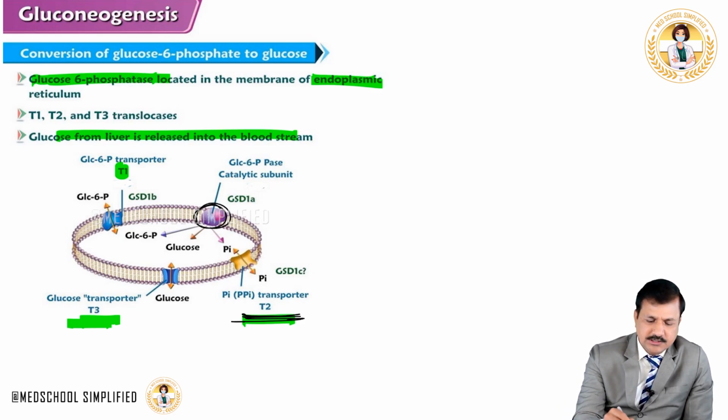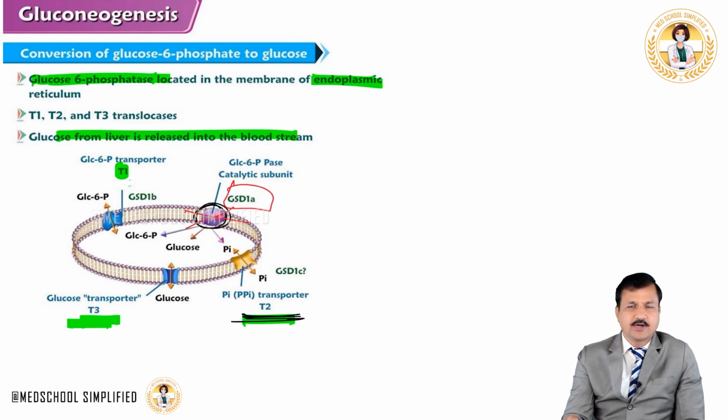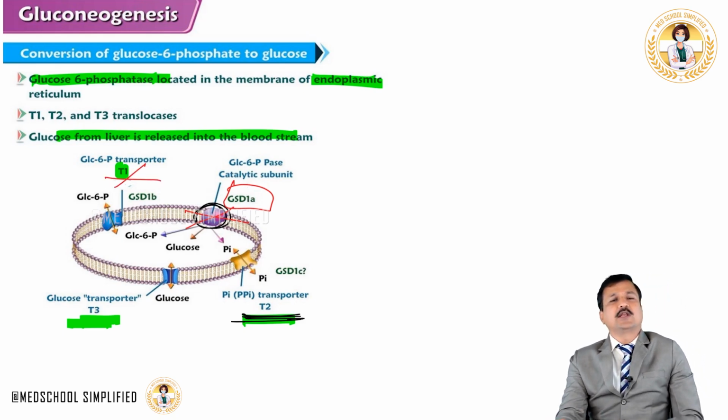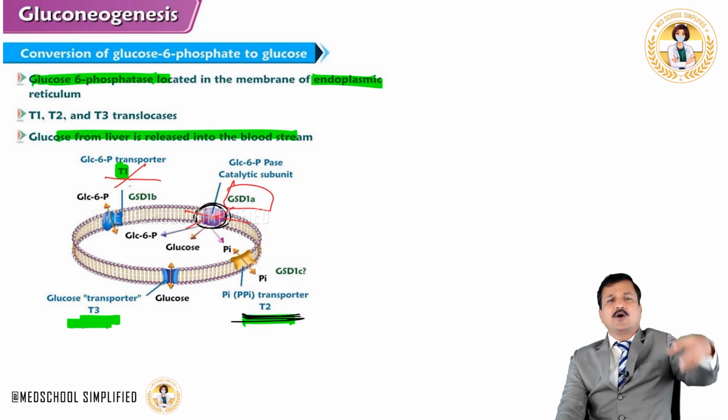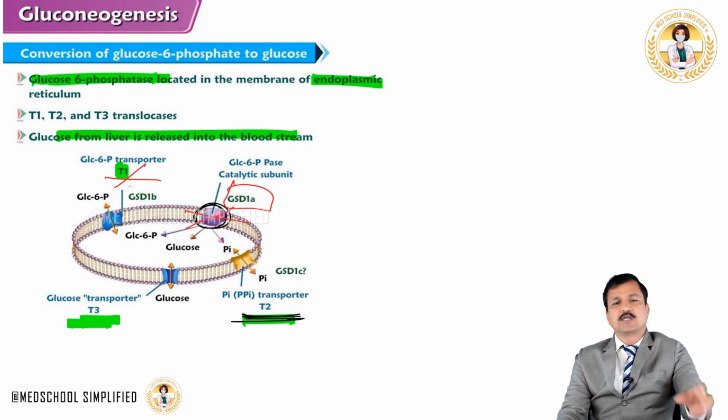A defect in the glucose 6-phosphatase enzyme will give rise to a disease like glycogen storage disease 1A. A defect in the T1 transporter will give rise to glycogen storage disease 1B. We are going to study the details of glycogen storage disease 1A and 1B later in glycogen storage disorders. Otherwise, make sure to remember how exactly cytoplasmic glucose 6-phosphate enters the endoplasmic reticulum to be converted into glucose, because the enzyme glucose 6-phosphatase is located in the membrane of the endoplasmic reticulum.